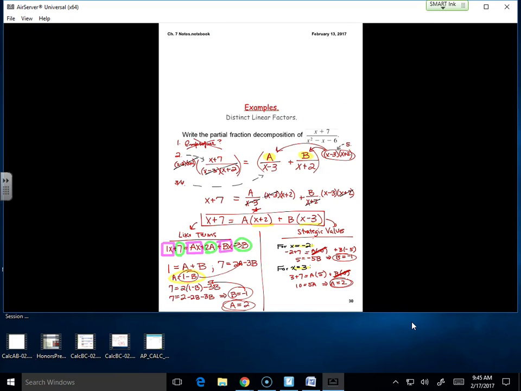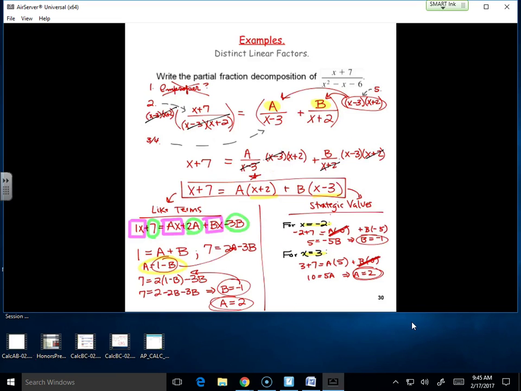So where does this all get us? We put this all together. The original function, x plus 7 over x squared minus x minus 6, is equal to, take the A, take the B, put it in the proper spot, 2 over x minus 3 is a partial, plus negative 1 over x plus 2. And if you go to the beginning of our notes, does this match what we saw to be a partial fraction?